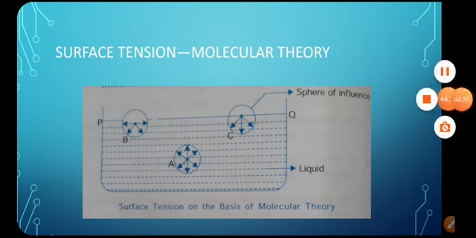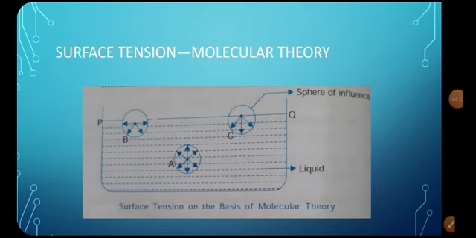Due to this property only, soap bubbles are spherical and water droplets are spherical. Each and every liquid drop tries to reduce its surface area and its volume. That's why it becomes spherical, right?